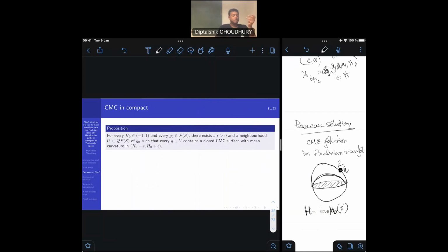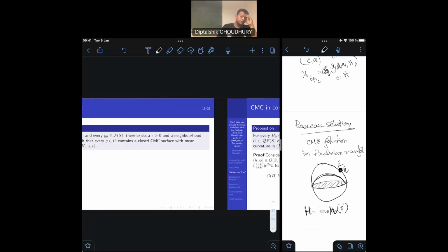So the first proposition that comes into play is that for every value of H0 in -1 to 1 and for every G0 in the Fuchsian set, there exists an epsilon and a neighborhood U of G0 in quasi-Fuchsian space, such that for every G in this neighborhood U, the manifold contains a closed CMC surface with mean curvature ranging in H0 minus epsilon and H0 plus epsilon.